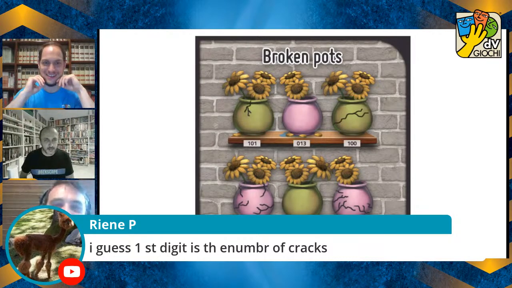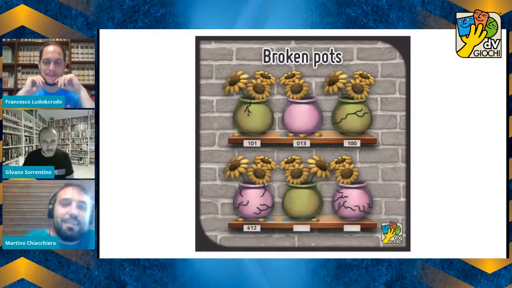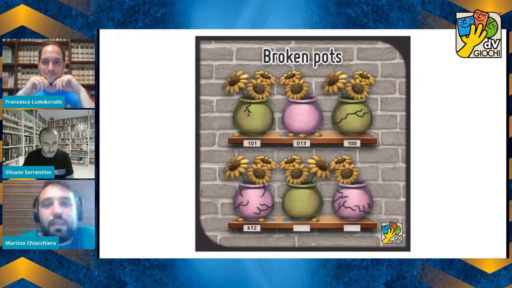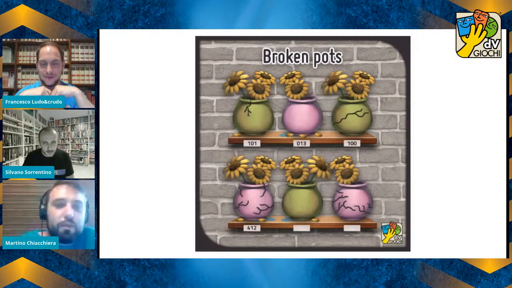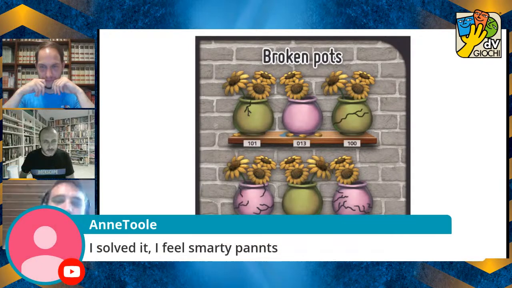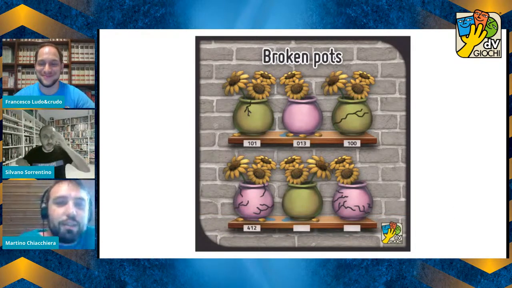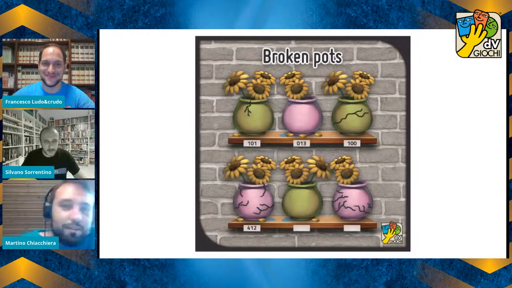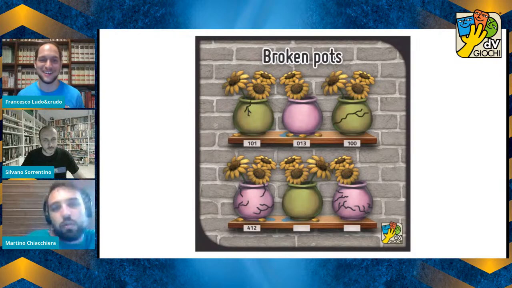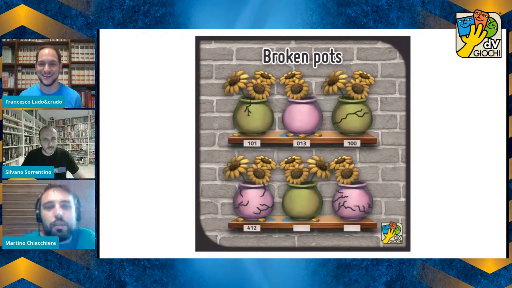The first number is the number of cracks on the vase, right? It's the number of cracks. So we have the number of cracks. The color or the water, we don't know for sure. The second is an option. And then the color of the water. And the rightmost number is the number of coins.